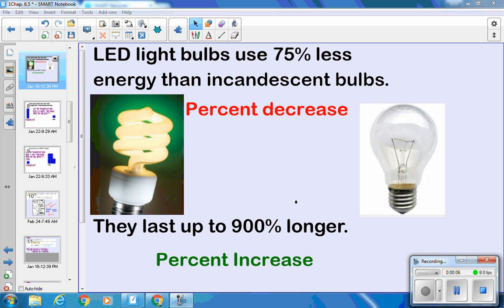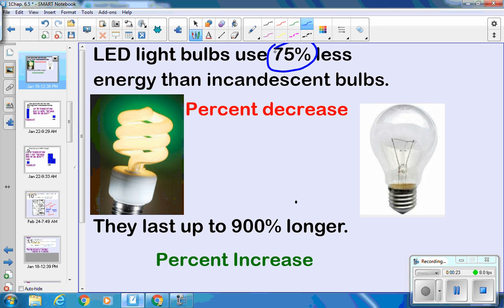So if we're talking about light bulbs, and an LED light bulb uses 75% less energy, that's the one on the left, than its incandescent old light bulb, that's a percentage decrease. So any percent that's less than 100% would be a decrease. And then the new LED bulbs last 900% longer than the incandescent. So that number is greater than 100%, so that's an increase.